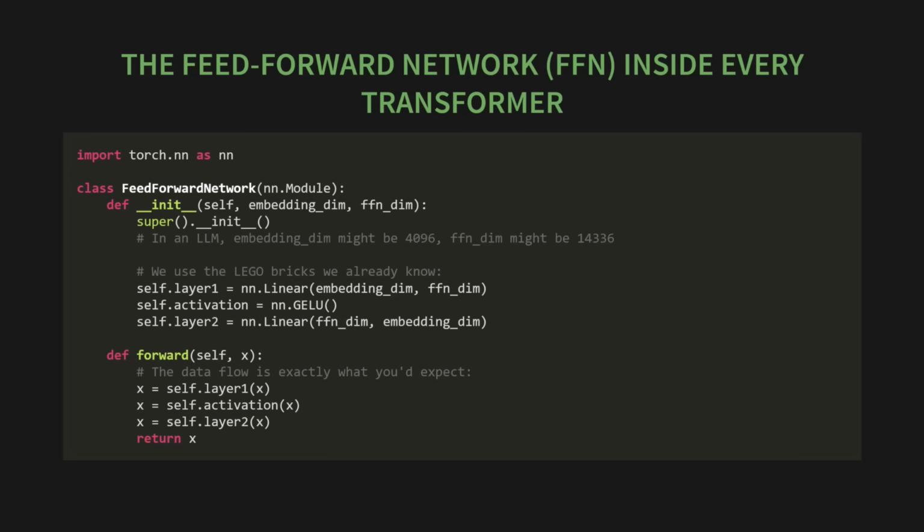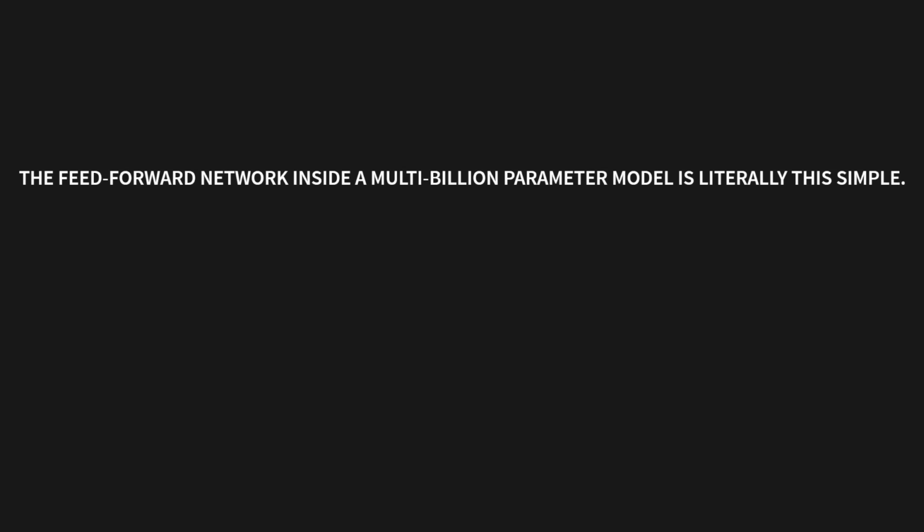It's a class called FeedForwardNetwork that inherits from nn.Module, just like ours did. And what's inside? The Lego bricks we already know. There's self.layer1 equals nn.Linear. There's an activation function, in this case, nn.GELU. And then there's self.layer2, which is another nn.Linear. The forward method is exactly what you'd expect. The data goes through layer 1, then the activation, then layer 2. That's it. The feed-forward network inside a multi-billion parameter model is literally this simple.